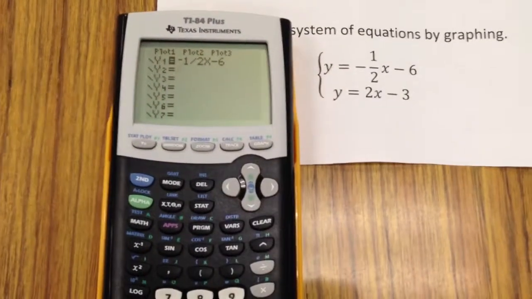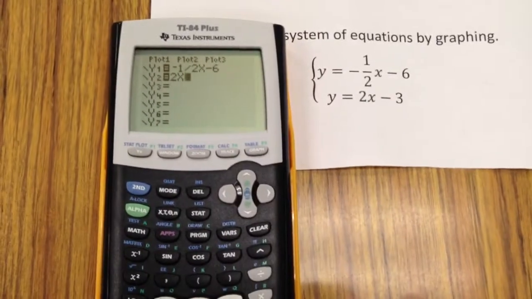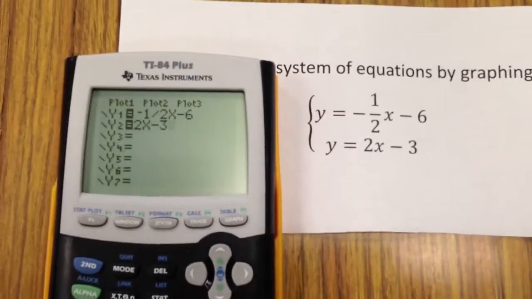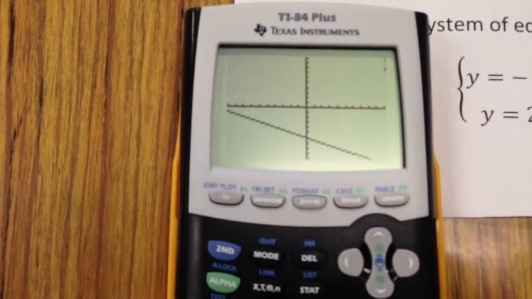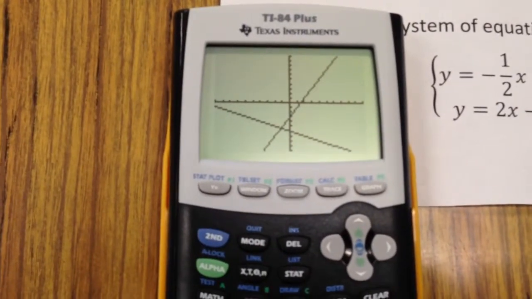Hit down to get to the second equation. This is a little friendlier. 2x minus 3. Now that we have both of our equations tapped in, let's hit graph and see what we have. There's the first equation. And there's the second equation. Now we're supposed to find out where these two lines intersect, but let's get a closer look.